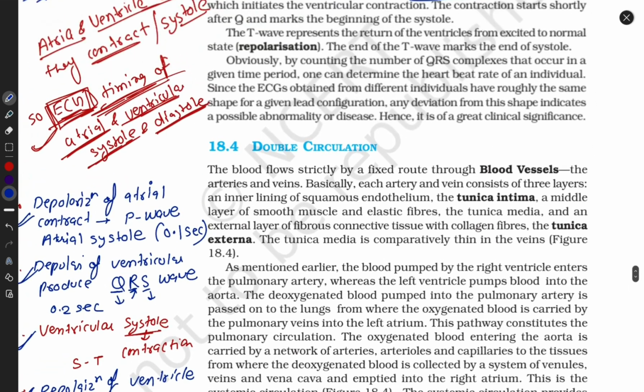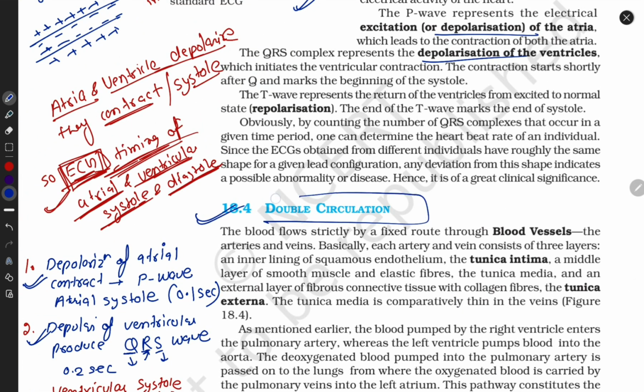So guys, that's all for now. In our next video, we will discuss double circulation.